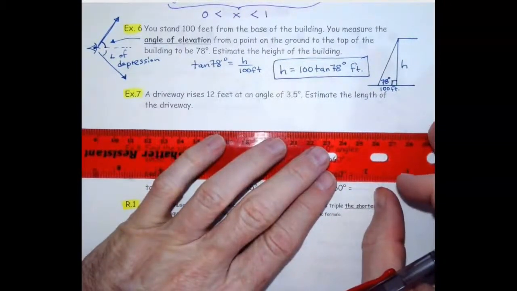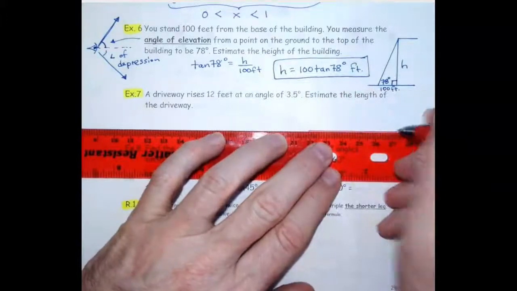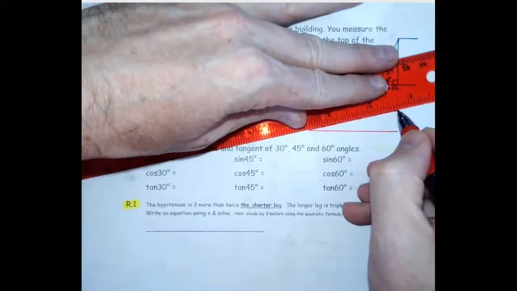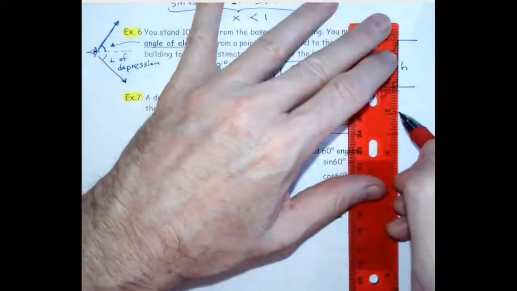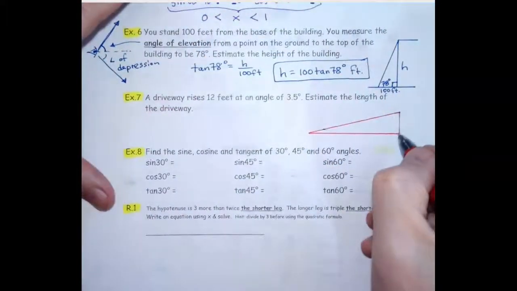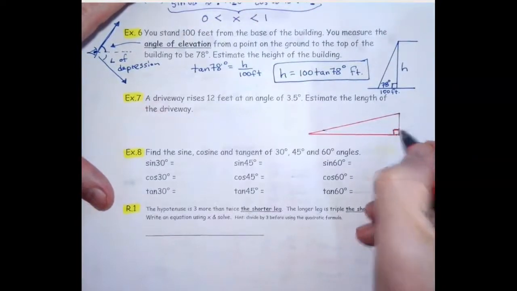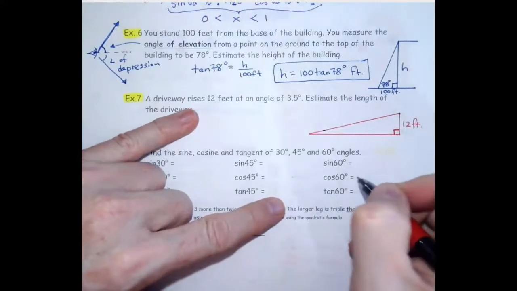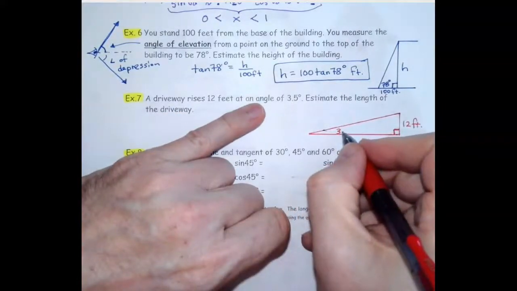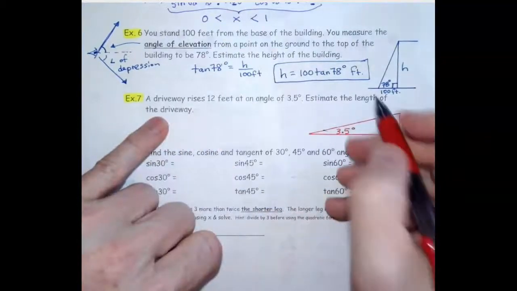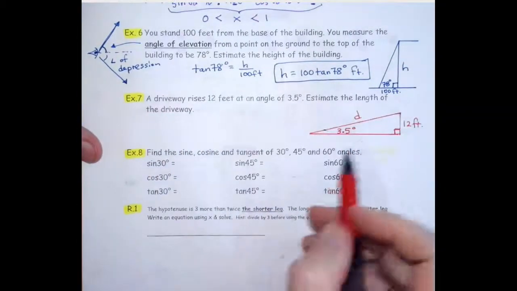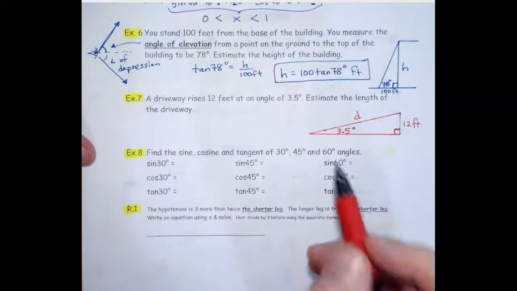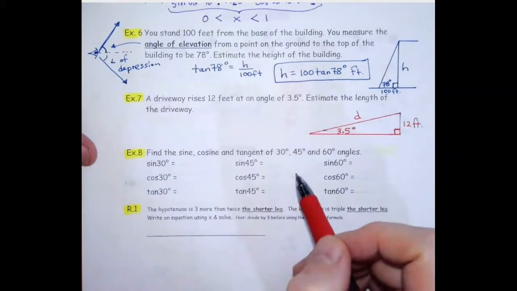Okay, so here we have another one. So we have a driveway rising up 12 feet. So at an angle of 3.5 degrees. So it's a pretty small angle there, something like this. And your picture doesn't have to be perfect as long as you get the things in the right place. The driveway rises 12 feet at an angle of 3.5 degrees. Estimate the length of the driveway. So this would kind of be underground. I guess this would be like a little bit of a hill going up here. And it rises 12 feet over the course of the driveway.